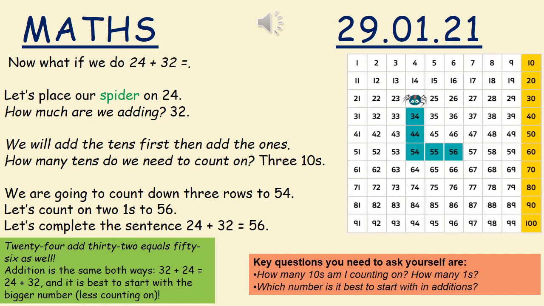Addition is the same both ways. 32 plus 24 equals 24 plus 32. And it is always better to start with the bigger number. Let's count on. Now, when doing this kind of problem, the key questions you need to ask yourself are, how many tens am I counting on? How many ones? Which number is it best to start with in additions?